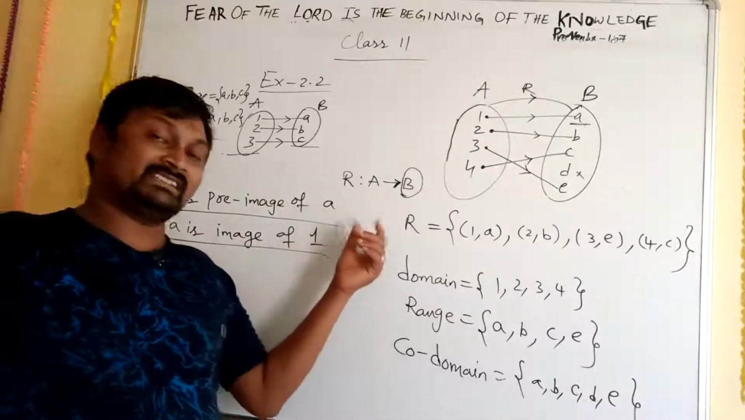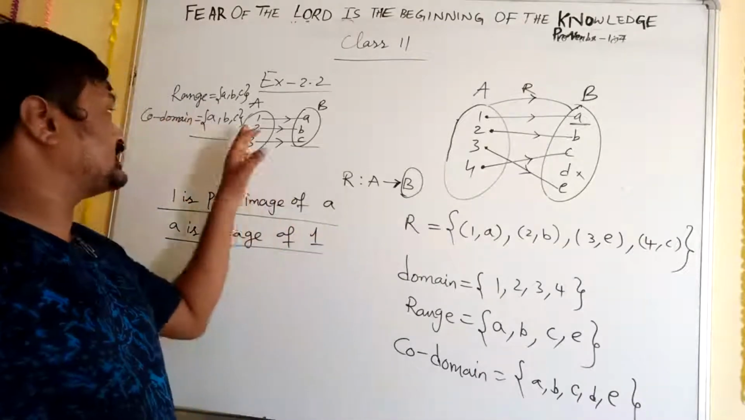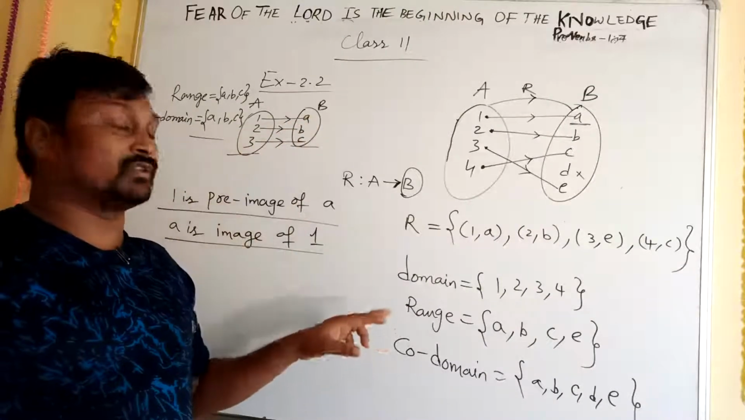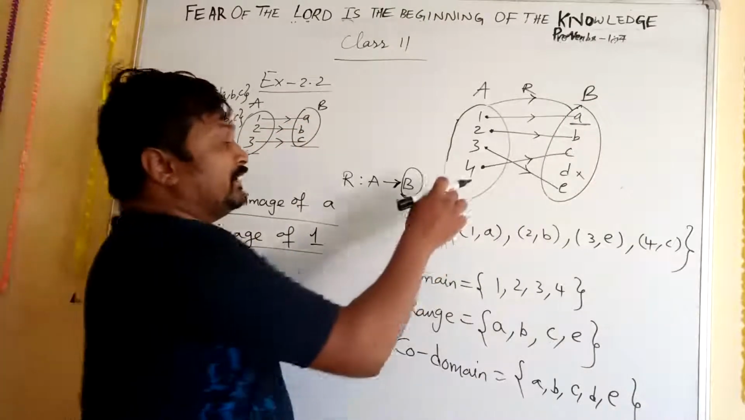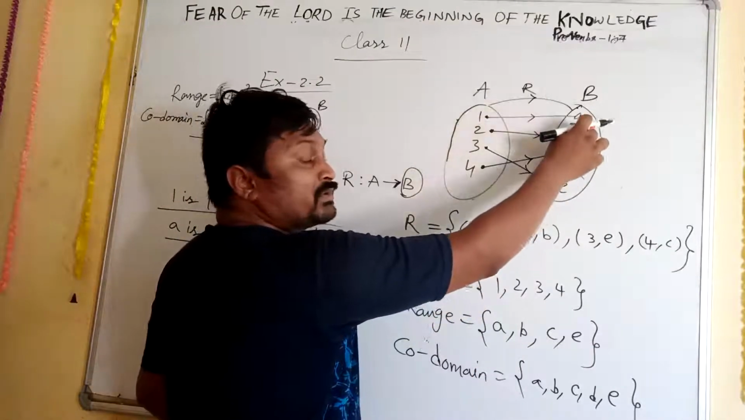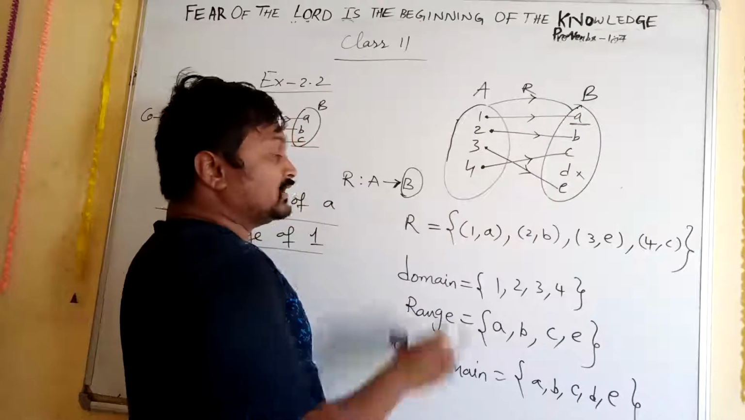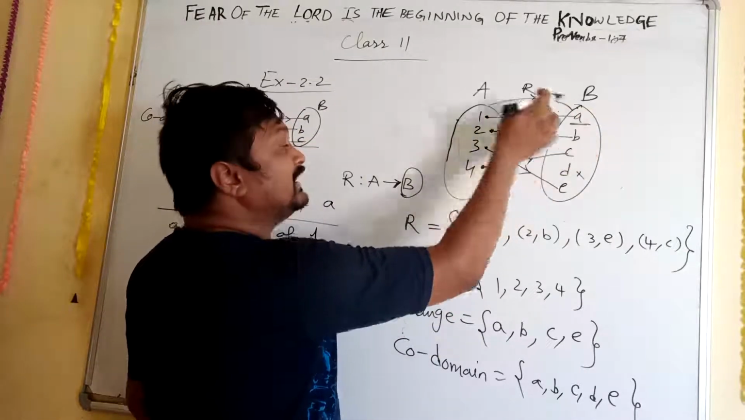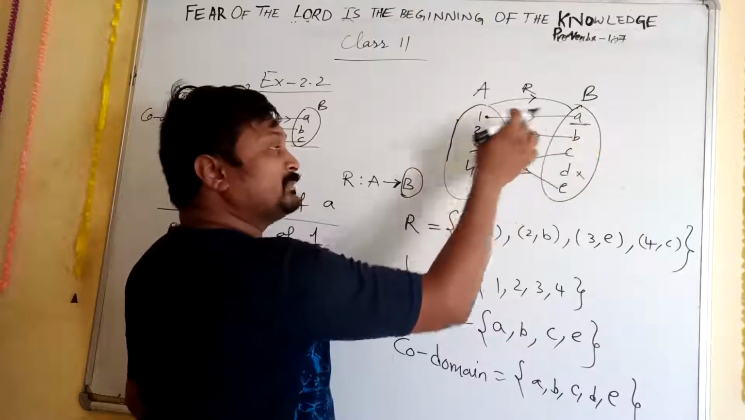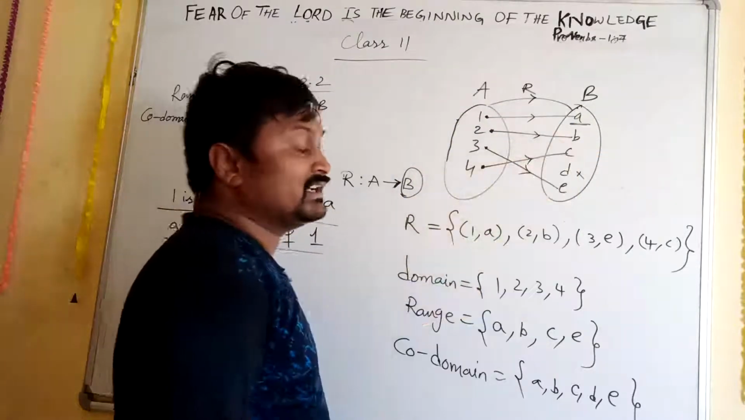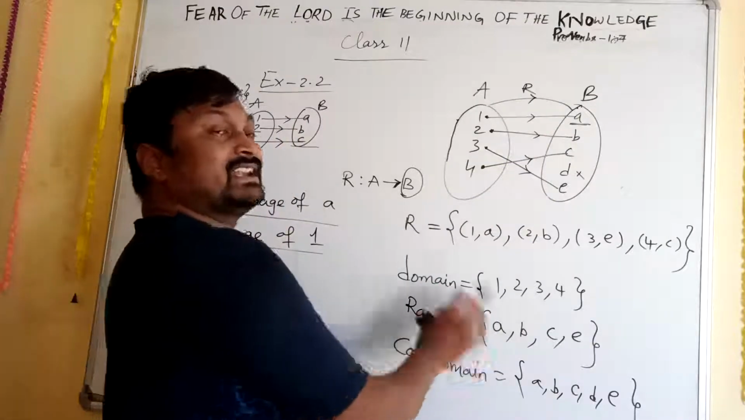Whether it is equal or not equal, range is different. I hope you understood the difference between range and codomain. Range means when you give the input, whatever output you get, that is your range. So one I gave, I got answer A. Two I gave, I got answer B. Three I gave, I got answer E. Four I gave, I got answer C. Those we can call the range.